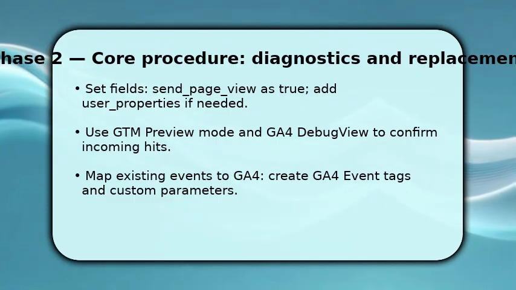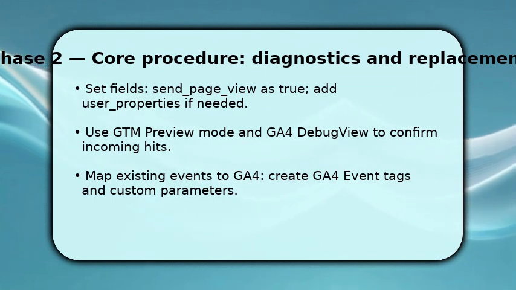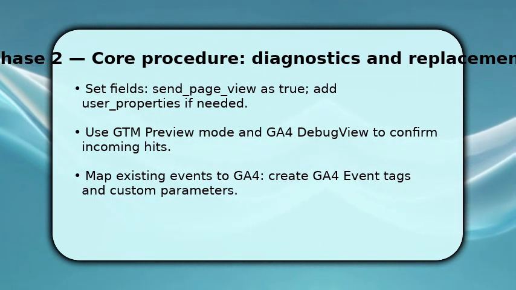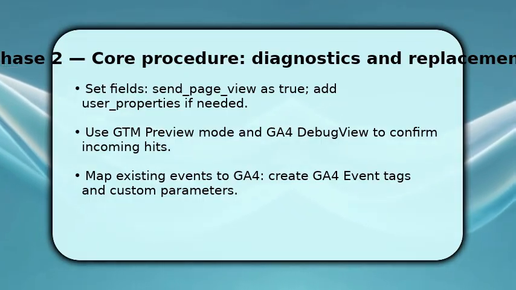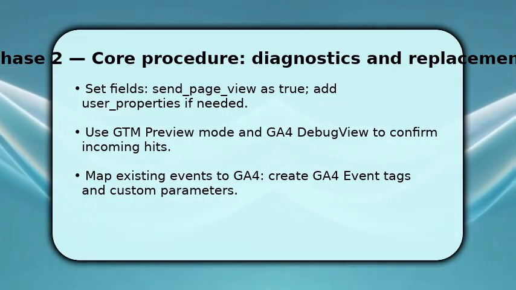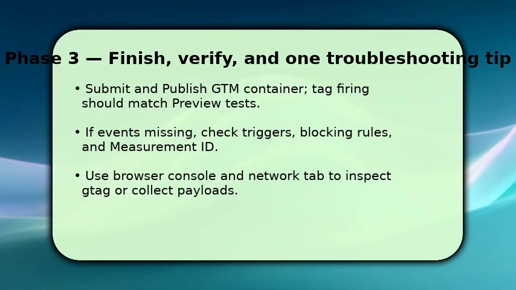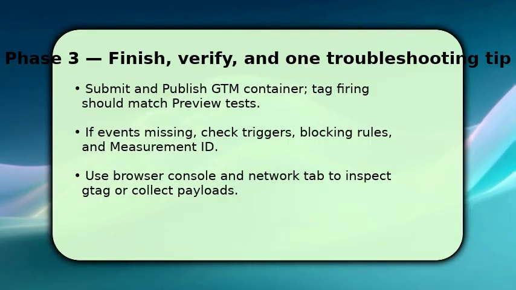Then use GTM preview mode concurrently with GA4 debug view to verify events arrive and parameters populate. This prevents surprises when you publish by catching mapping errors early. Finally, publish your GTM container once preview verifies correct behavior. This activates GA4 tags for all users.